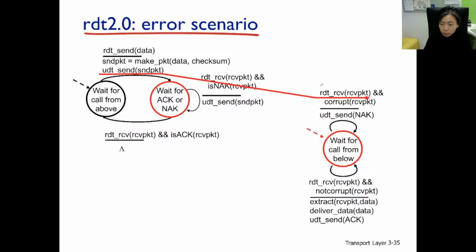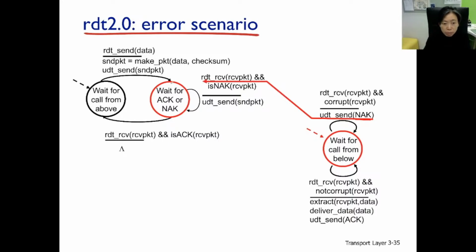And this time, this event is triggered. The network layer says I have a packet for you. Which condition matches? Well, we have an error this time, so it's corrupt. Therefore, we trigger this transition. The condition matches, this action is taken, and then we stay in the same state. So we're calling UDT send, and we are sending a negative feedback, the NACK. That's going to fly back.